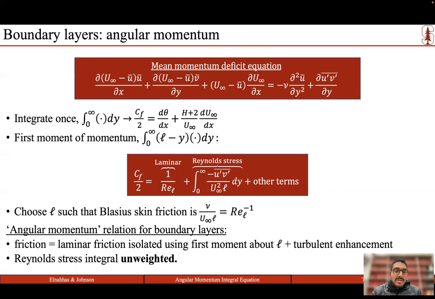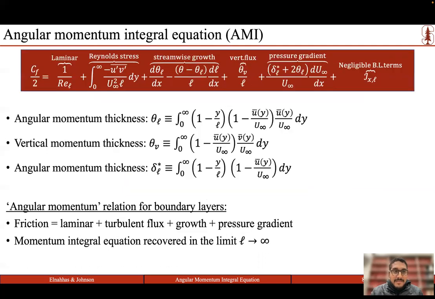Now, if we choose L such that the Blasius skin friction is equivalent to this 1 over Reynolds number, we would in fact succeed at accomplishing what FIK did for internal flows, which is decomposing the friction coefficient into a laminar friction isolated from all other contributions and a turbulent enhancement. But because we are now dealing with the first moment, our Reynolds stress integral is unweighted. This highlights the fact that our definition of skin friction depends on the engineering context, and therefore our decomposition should depend on the engineering context as well.